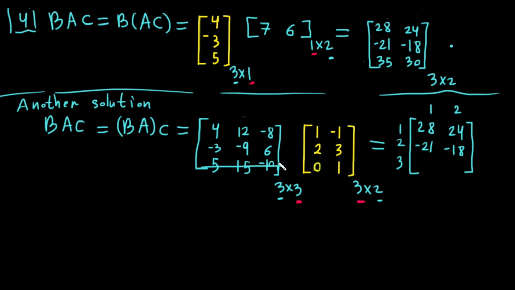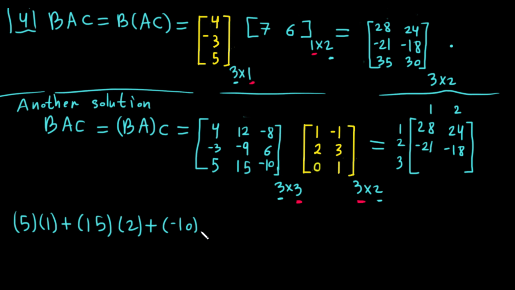Now we will multiply the third row with the first column. So 5 multiplied by 1, plus 15 multiplied by 2, plus negative 10 multiplied by 0. So here 5 multiplied by 1, which is 5, 15 multiplied by 2, which is 30, negative 10 multiplied by 0, which is 0. So the answer will be 35.